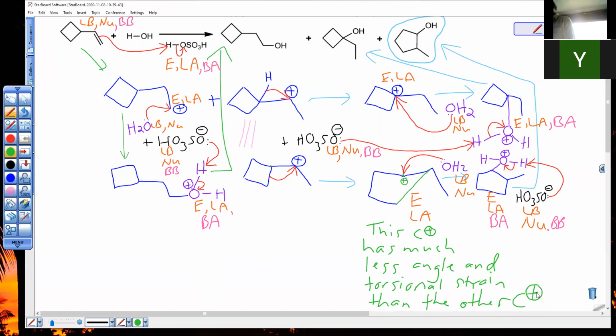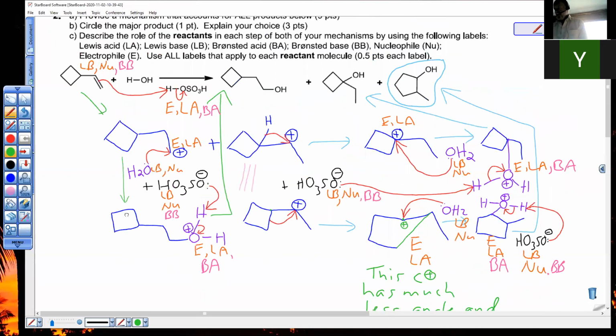So that goes to say it'll form faster. So you'll form more of it during the same amount of time, and you will make more of the product that comes from it. But you need to talk to me about the carbocations, okay? And that brings to a close that big question.